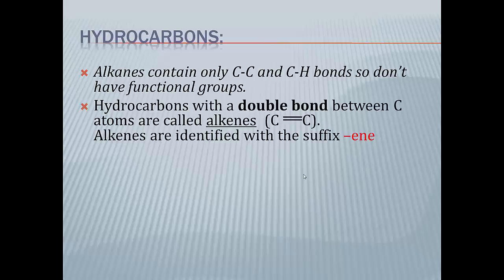Hydrocarbons with a double bond between carbon atoms, however, are called alkenes, and this is seen using a double line between carbons. Alkenes are identified with the suffix "-ene" in their name. So here's an example of an alkene, pent-2-ene, with the alkene functional group being present here.